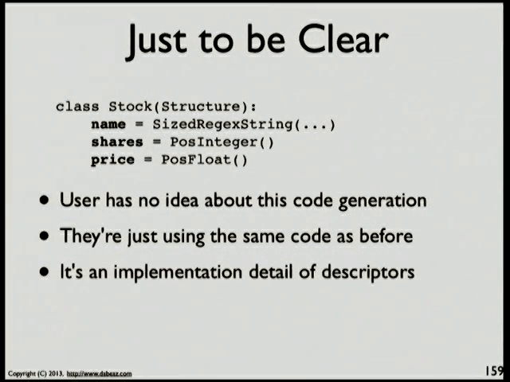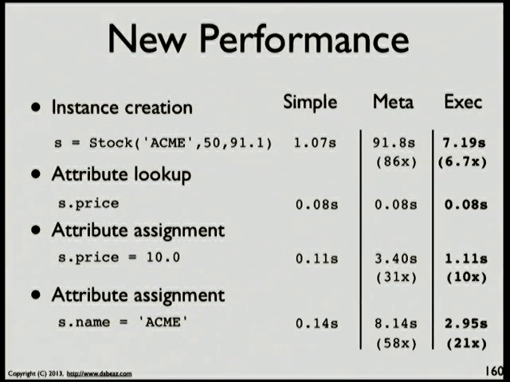A whole bunch of interesting stuff is happening. Just to be clear, the user of this has no idea whatsoever that this is going on. They're using these classes, and I didn't make any change to the Stock class. This is all behind-the-scenes magic in descriptors. It turns out that it really does some nice things for performance. If you see what happens here, it went from 86 times slower down to 6.7 times slower. About 3 times faster with attribute assignment. It's basically a pretty big speedup across the board.